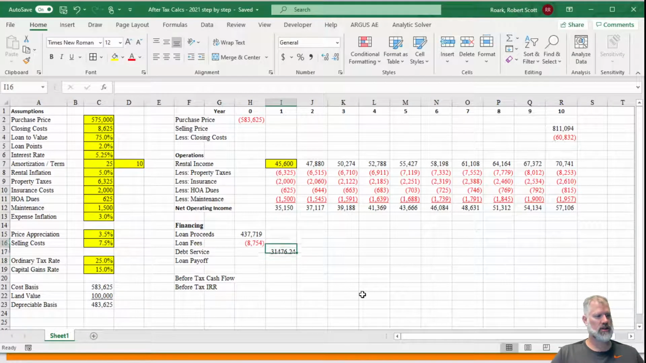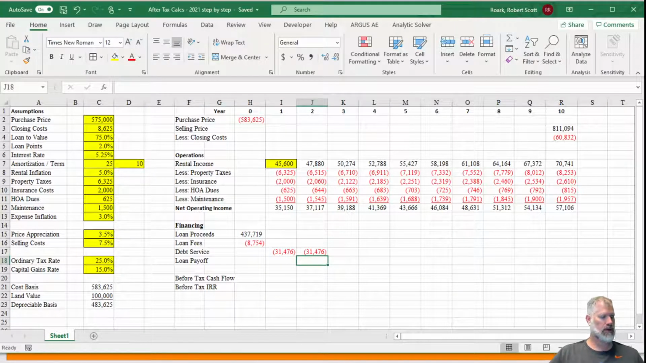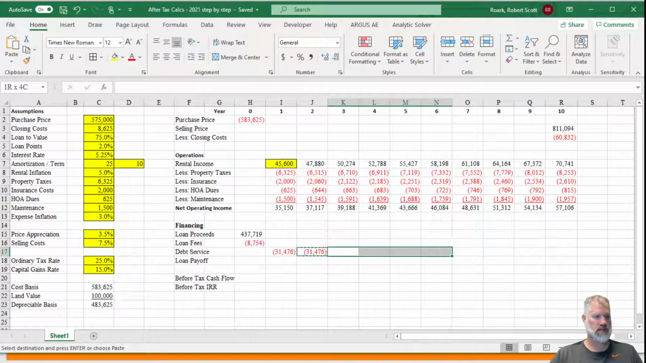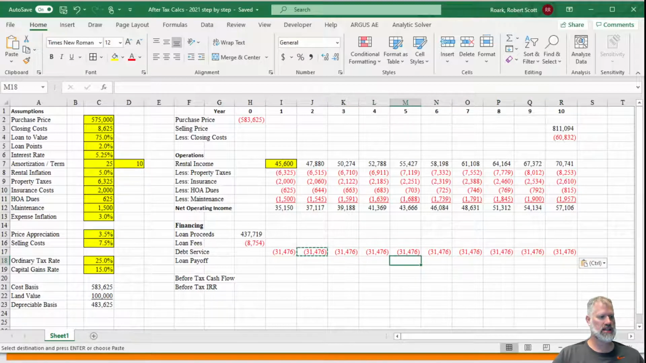So we get $31,476. That's a negative number showing that we're paying it. And let me just get that formatting going, and there we go. I'm linking next door, so I'm going to go ahead and copy this. Because this is a fixed rate mortgage, we're going to have a constant payment along the way. Our debt service is $31,476 every year.